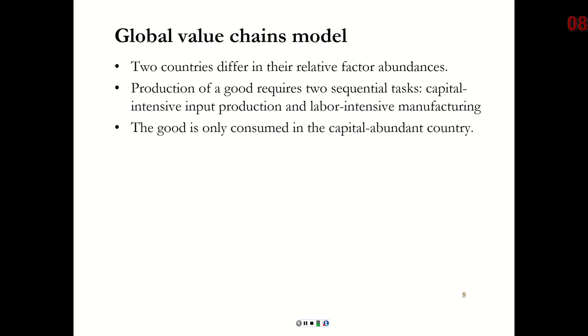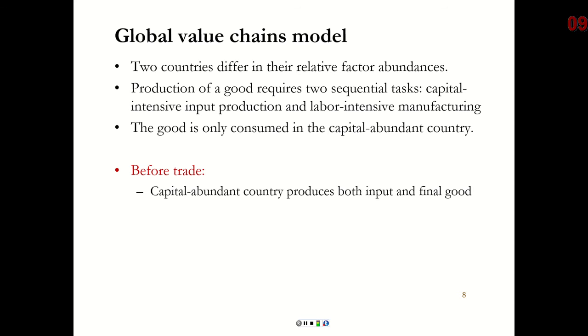Okay, so what we have here, which is very different from the Heckscher-Ohlin model, is we're not going to assume that there are two goods that are being traded. We're going to assume there's one good, but two activities that are required to make one good. And for very simplistic reasons, we're going to assume that the final good is only going to be consumed in the capital abundant country, so in the developed country. Okay. So in this kind of model, before trade, there won't be any trade, and all production will take place in the capital abundant country.